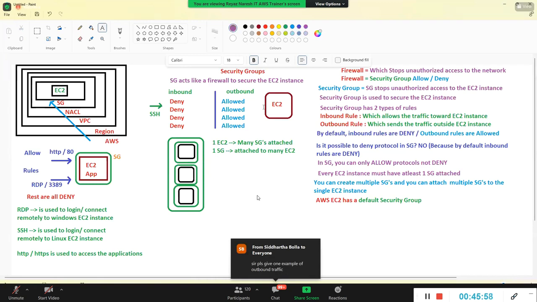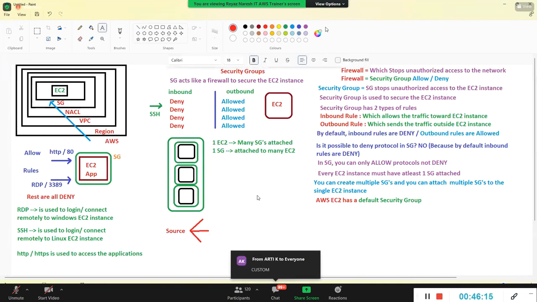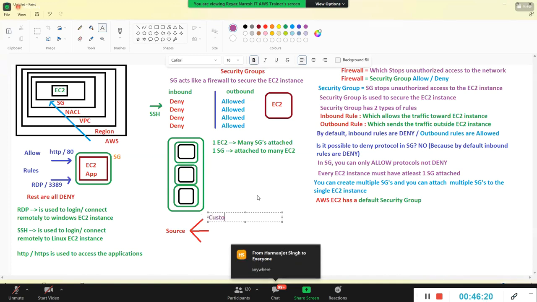And then we discussed the source. We have three types of source: custom, anywhere, and my IP. Outbound rules, just don't care; we don't even go there at all. Now you tell me, guys, in our course, which source should we be using all the time?